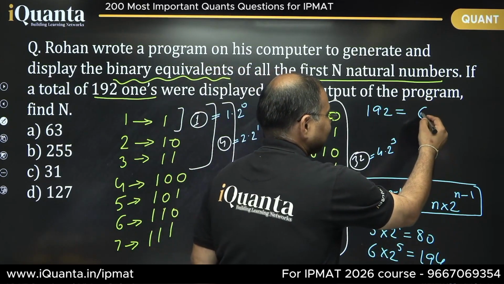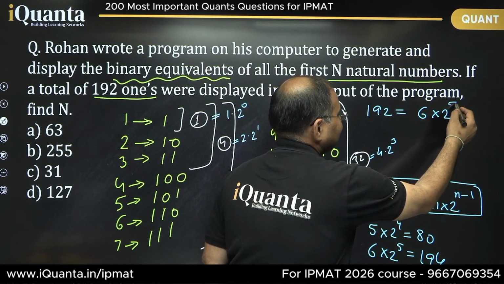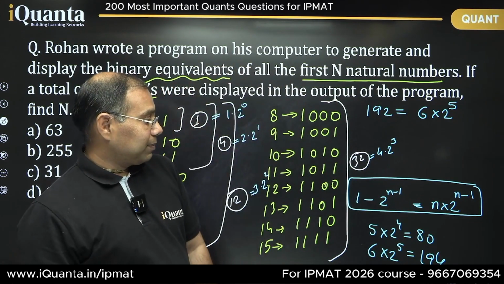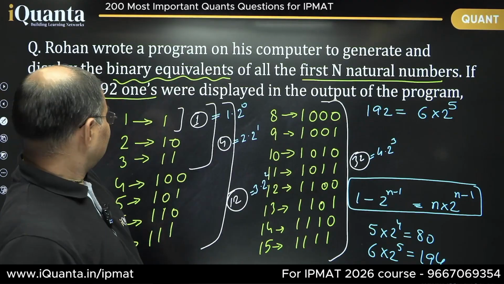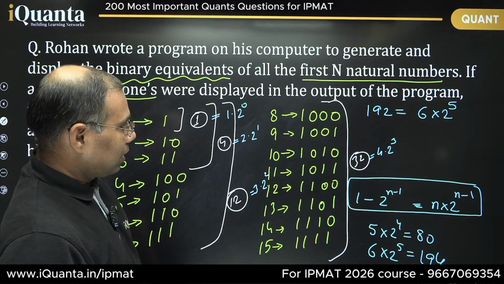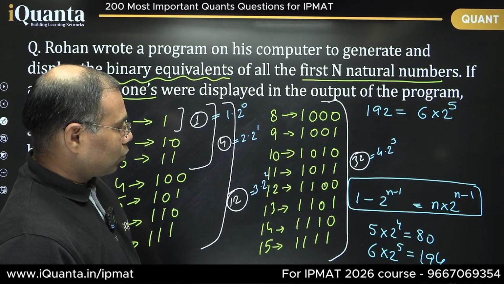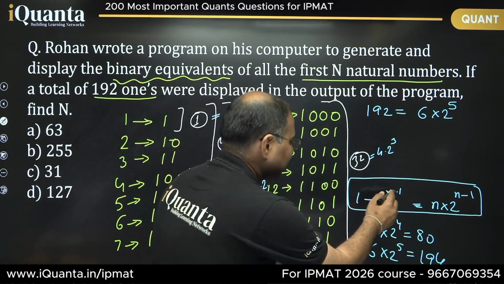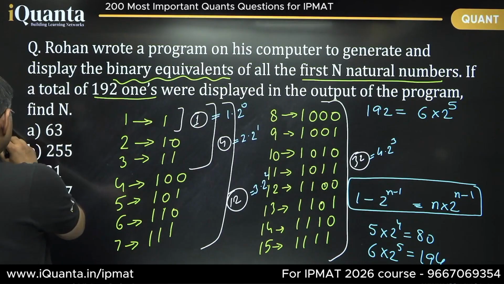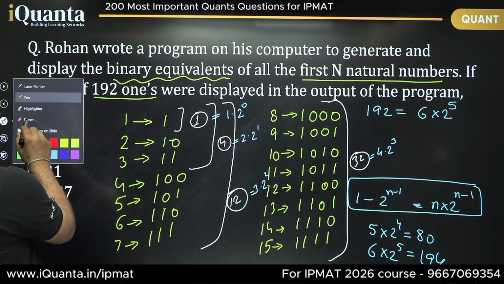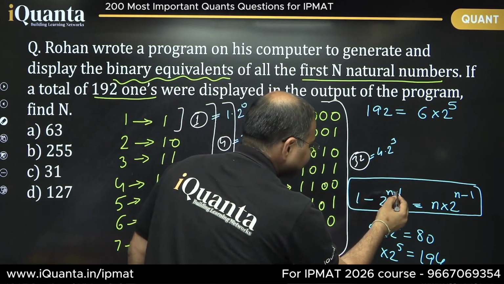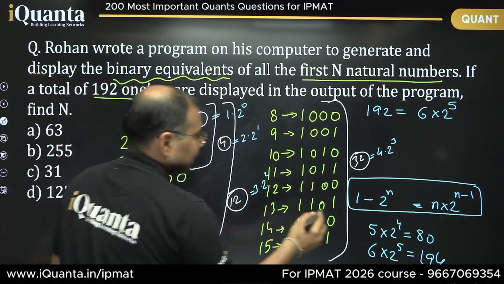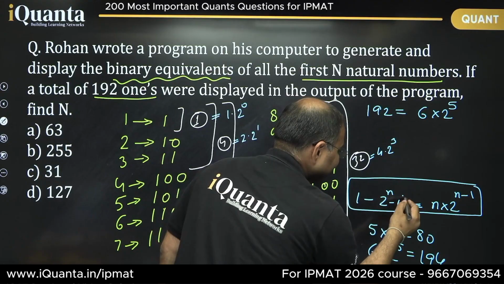This is 6 times 2 power 5, which suggests... fine? Yes. So what numbers have we used basically? Up to where? This is not 2 power n minus 1. Let me correct it. This was not 2 power n minus 1. It was a number one short of that. It is basically 2 power n minus 1.